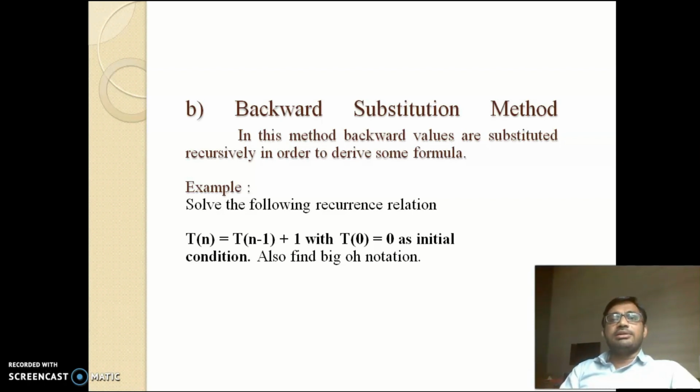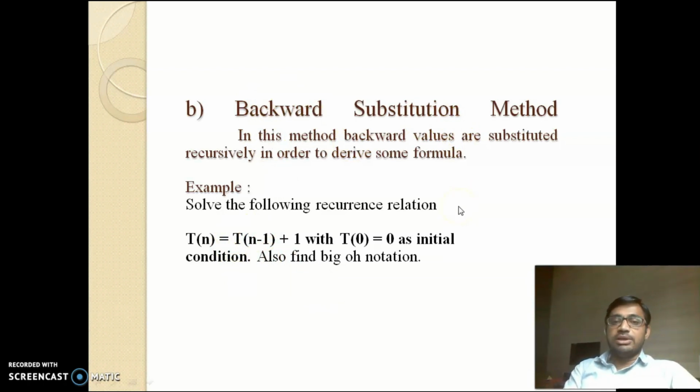Let us discuss one example so that you can easily understand what is backward substitution method, or how we can solve any recurrence equation by using backward substitution method. For example, we have one recurrence equation T of n is equal to T of n minus 1 plus 1, and the initial condition is T of 0 is equal to 0. Find the big O notation from this recurrence equation by using backward substitution method.